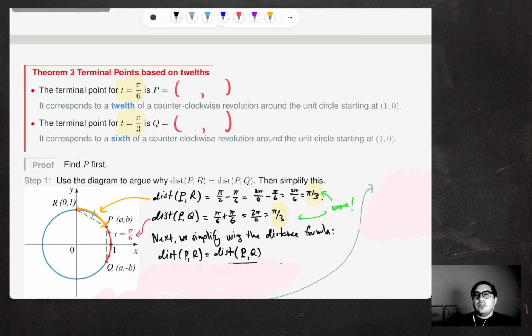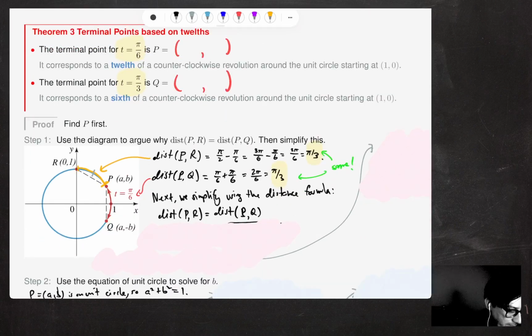Check this out. Next, we're going to simplify it using the distance formula. We now already know that the distance from P to R, that's from here along the orange to R, is equal to P to Q. The other thing that's special is Q, since I'm going in the negative direction, pi over 6. It should have the same exact x coordinate because I'm going the same distance, just one's up, one's down. The x coordinate should be the same, but the y coordinate, of course, should just be negative. So this is going to help us.